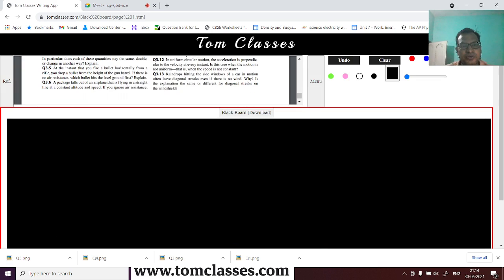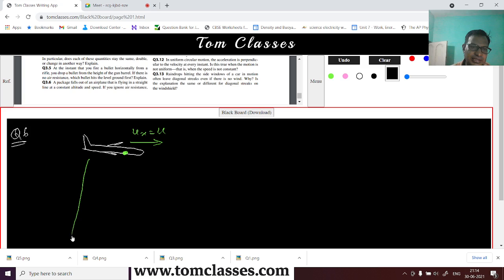A package falls out of a plane that is flying in a straight line at a constant altitude. So this is question number 6. So there is a plane. Let me draw my plane. So this is the plane, and then there is a packet which has been dropped. A package drops from a plane which is flying in a straight line at a constant altitude and speed. So you can say it is flying, so ux is equal to u. It is flying like this, at a particular height from the ground, and that height we call h, right?